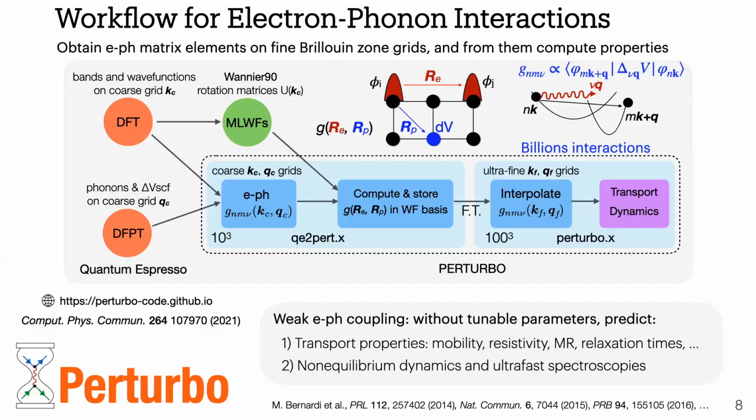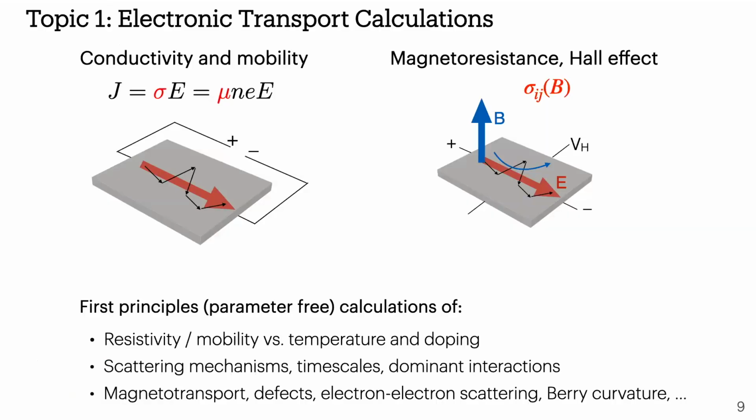So, okay, we'll start with topic number one, electronic transport calculations. One of the main properties that people are interested in computing when approaching a code like ours is the conductivity, which is basically the proportionality coefficient between an applied electric field and the current in the linear regime, where the current is proportional to the electric field. If you're in a semiconductor, the intrinsic property is basically the conductivity divided by the charge density, which is the mobility.